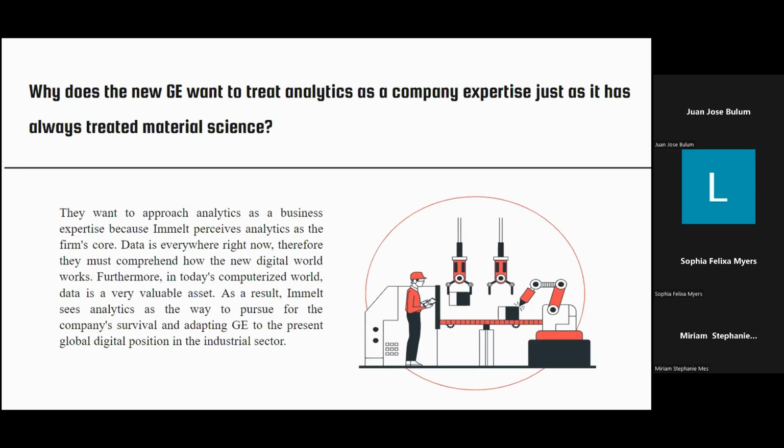So why does the new GE want to treat analytics as a company expertise just as it has always treated material science? They want to approach analytics as a business expertise because Immelt perceives analytics as the firm's core. Data is everywhere right now, and therefore they must comprehend how the new digital world works. Furthermore, in today's computerized world, data is a very valuable asset, and as a result, Immelt sees analytics as the way to pursue for a company's survival and adapting GE to the present global digital position in the industrial sector. Due to analytics' growing importance both now and in the future, they will approach it as a corporate skill in the same way they address material science, because by using analytics, it can analyze and develop its business model.